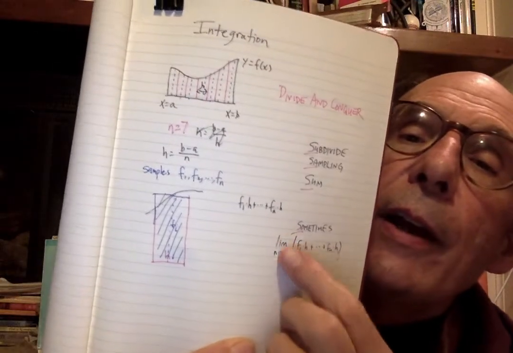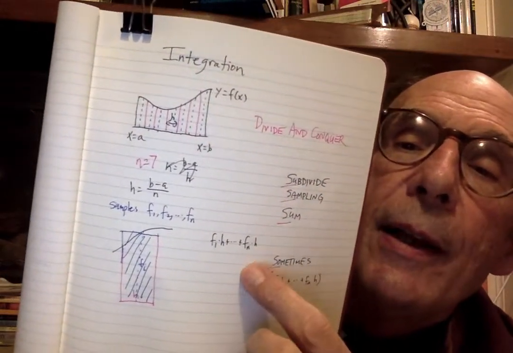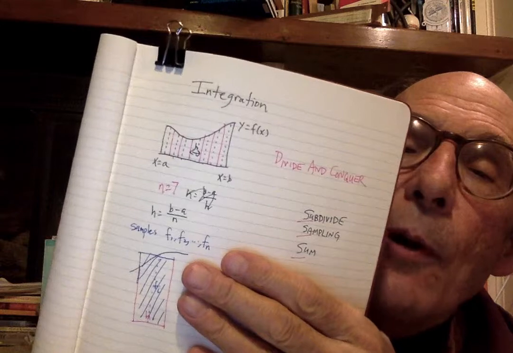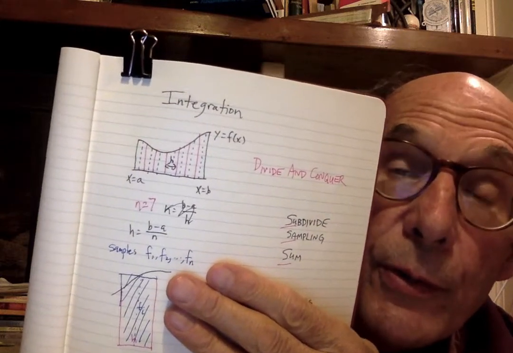So that's it. Those are the 4 things that we do in doing integrals. That's the whole integration process. This is what it is. There are 4 S's to it. We subdivide, we sample, we sum, and then sometimes we take the limit. So it's 4S: subdivide, sample, sum, and sometimes. And in most applications, you only do the first 3.